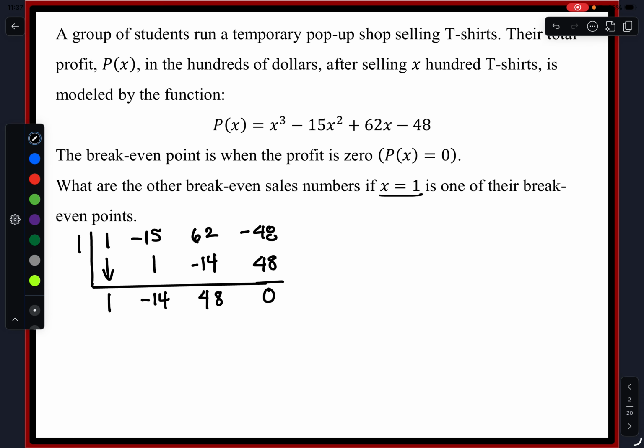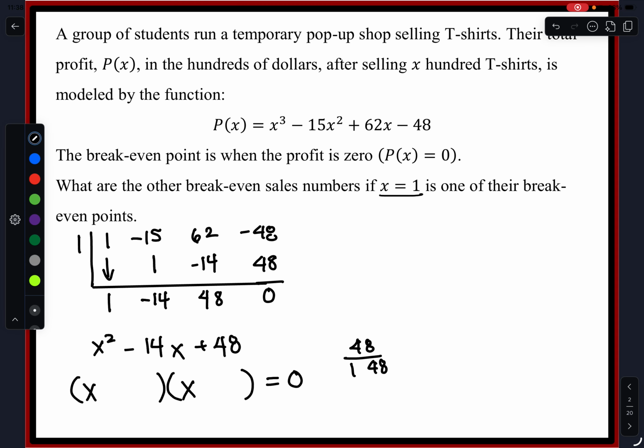So now we're going to figure out the other two by, hopefully, factoring. Let's see, we have x squared minus 14x plus 48. We can break this apart into two linear factors and figure out what's going to make this equal to 0. So let's break up the x squared into two pieces, x and x. The factors of 48: we have the option of 1 and 48, 2 and 24, 3 and 16, 4 and 12.